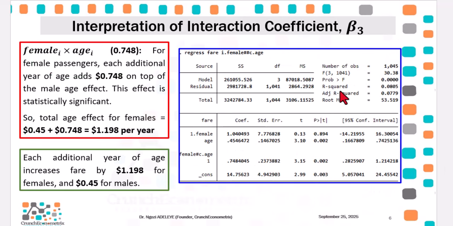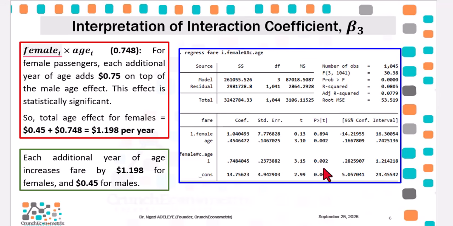So we move on to the most important coefficient in the model, which is the interaction coefficient beta 3. What does that tell us? We have 0.748, which is approximately 0.75. How will you interpret this? You can simply say for female passengers, each extra year of age adds 0.75 on top of the male age effect. And we can say that the effect is significant at the 1% level.